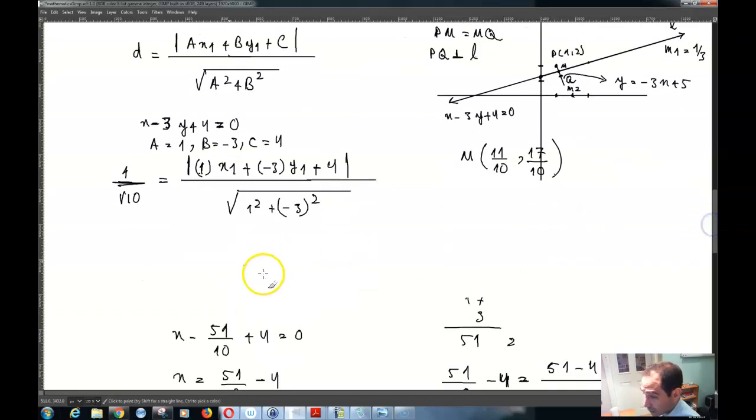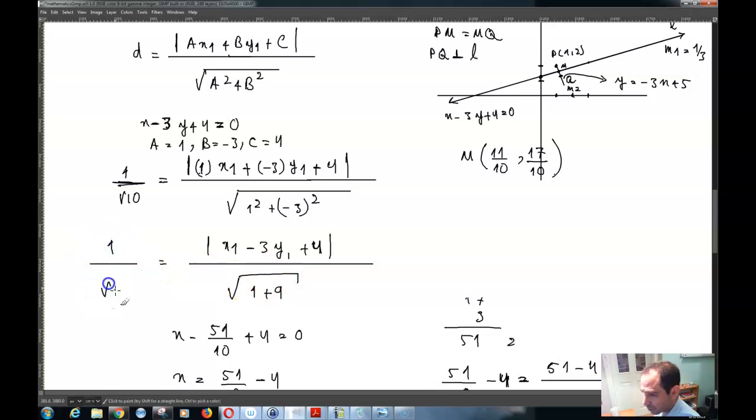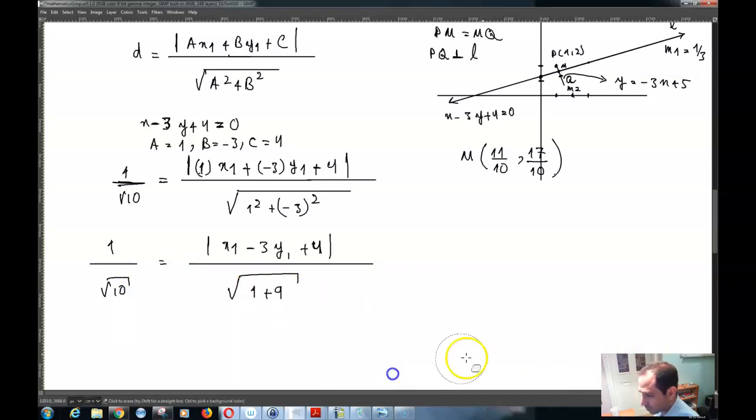So then I can write this as the absolute value of x1 minus 3y1 plus 4, over the square root of 1 plus 9, since 3 squared is 9, and that is equal to 1 over square root of 10. What that means is that this is a square root of 10 and this is a square root of 10, so I can cancel them out. And so the absolute value of x1 minus 3 times y1 plus 4 is equal to 1.